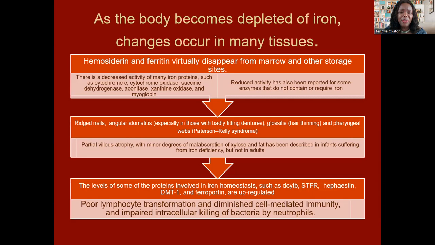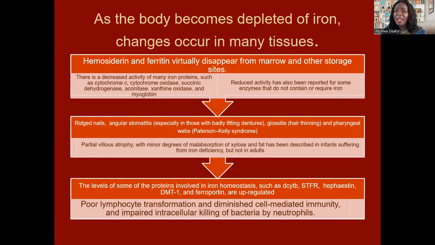There is also the presence of ridged nails, angular stomatitis, especially in those with badly fitting dentures. You have glossitis being present, and then pharyngeal webs, for example in Patterson-Kelly syndrome, being present in individuals with iron deficiency anemia. Studies have also shown that partial villus atrophy with minor degrees of malabsorption of xylose and fat has been described in infants suffering from iron deficiency anemia, but not in adults. Again, the levels of some of the proteins involved in iron metabolism are upregulated, like cytochrome B, soluble transferrin receptor, hepcidin, ceruloplasmin, divalent metal transporter 1, and ferroportin.